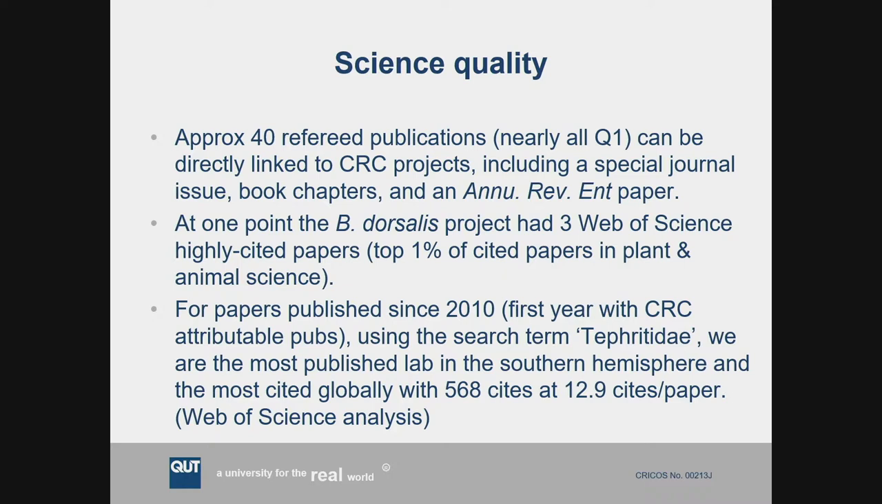So they're the outcomes and outputs. What about the science quality? All through the CRC work, the quality of the science that we've achieved has been very high. I estimate that approximately 40 refereed publications, nearly all Q1 journals, can be directly linked to CRC projects. And these include editorship of a special journal issue, book chapters, and an Annual Review of Entomology paper. The Annual Review, as those entomologists in the room are well aware, is our profession's number one journal, for which you can only get publication through invitation.